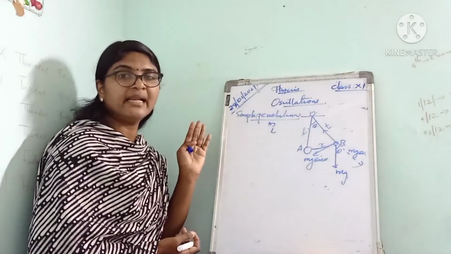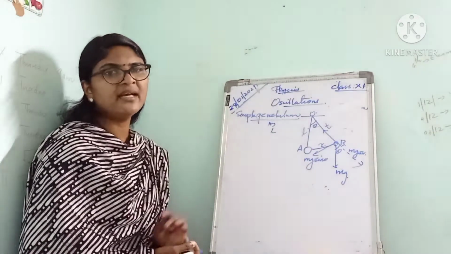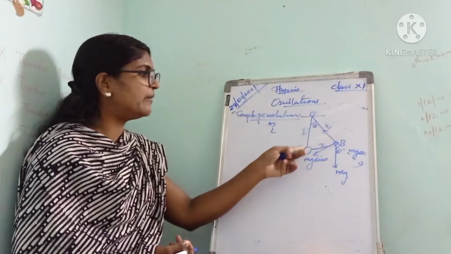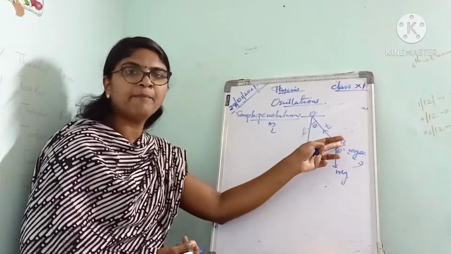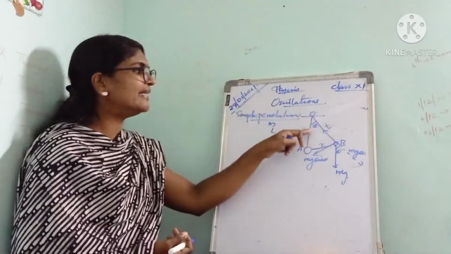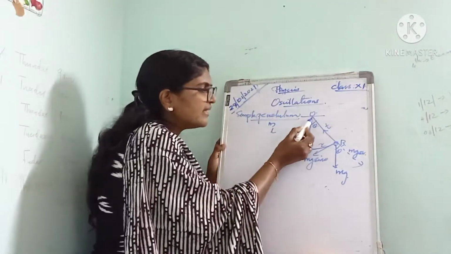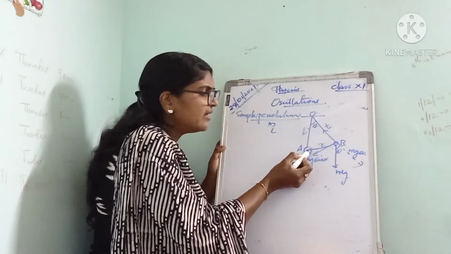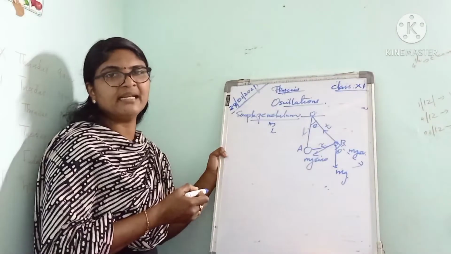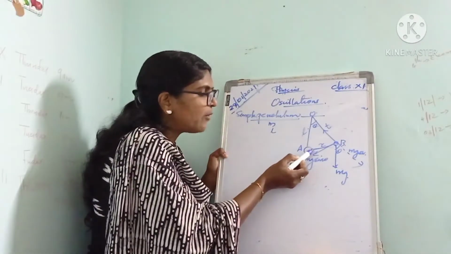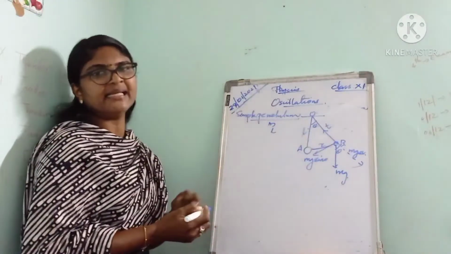Here, let the bob be displaced from the mean position or equilibrium position A to the position B through a very small angle theta. Listen to it. The bob is displaced from the equilibrium position A to the position B through a small angle theta.